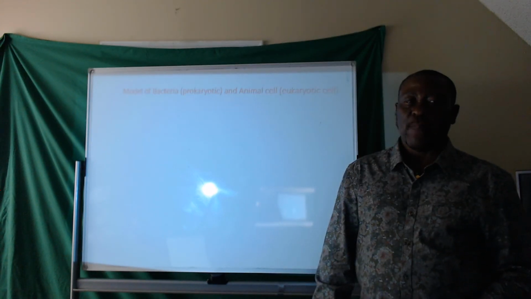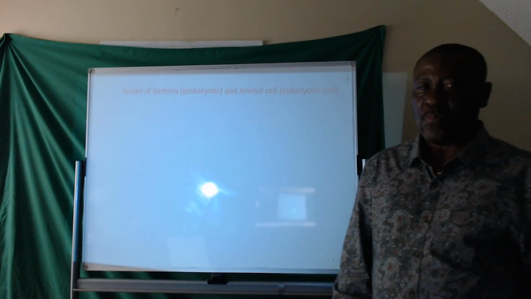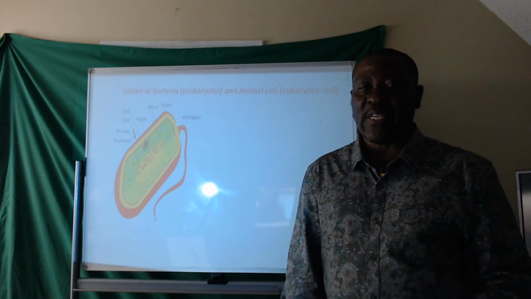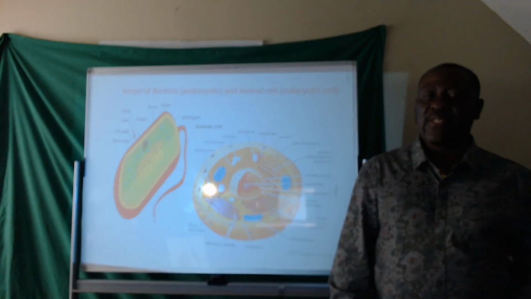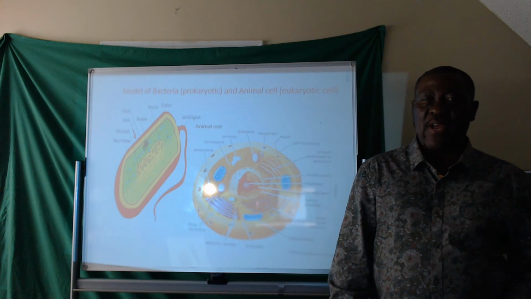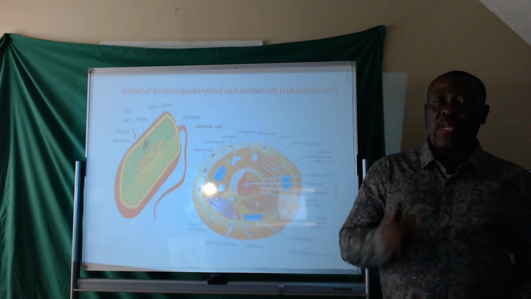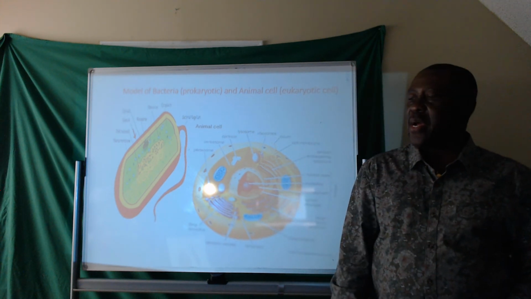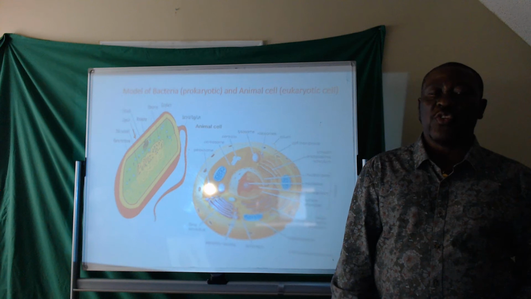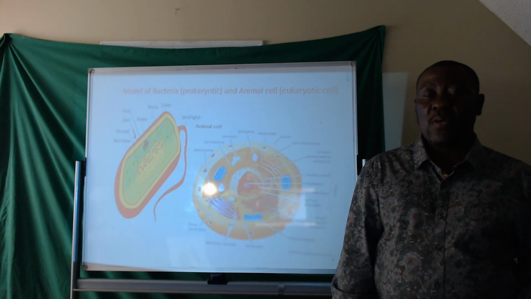Okay, what next? Now let's look at a model of bacteria. That's a bacteria, I showed you that earlier, and this is a plant cell. Bacteria and plant cell. I'm not going into the details right now, but just know the different shapes. When we talk about the structure and function of the cell, we will try to understand the structures of both prokaryotic and eukaryotic cells better.